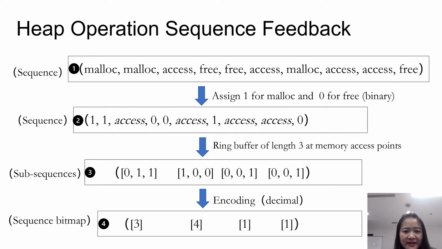Then, we track the latest heap operations with a ring buffer of length 3. Finally, we encode the binary subsequence in the ring buffer to a decimal number and then save it into a new sequence map, using the memory access operation location as the index. Thus, the whole bitmap approximately records the heap operation sequence feedback during fuzzing. We use it to save interesting seeds.